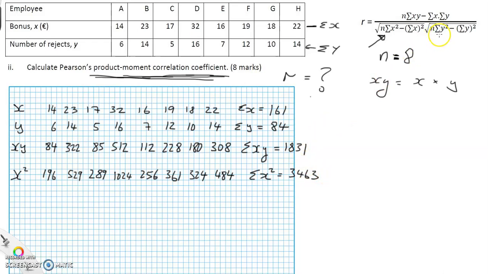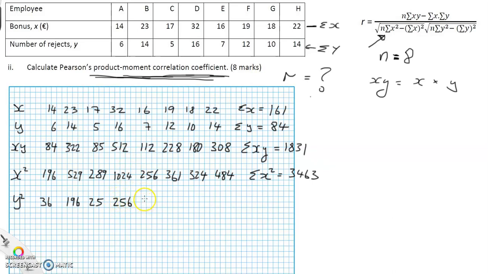And now we can see in the other part of this square root, the second square root on the bottom there, we have a summation of y squared values. So we're going to have the same idea, same pattern, except this time it's going to be a row of y squared values. So the first y squared value will be 6 times 6, and that's 36. The second y squared value will be 14 squared, and that's 196. The next one then is 5 squared, that's going to be 25. Next up, 16 squared, 256.